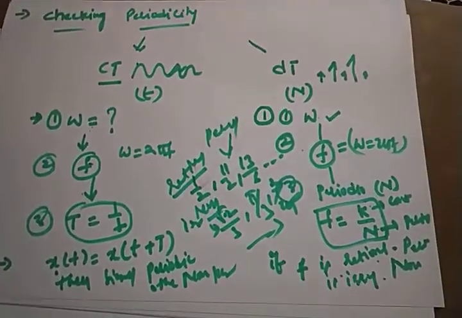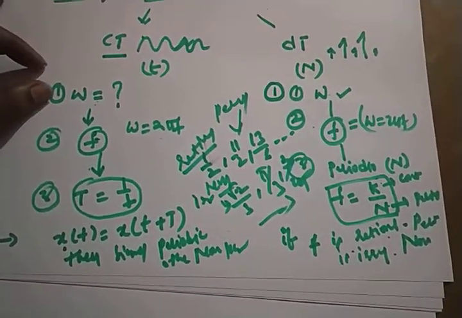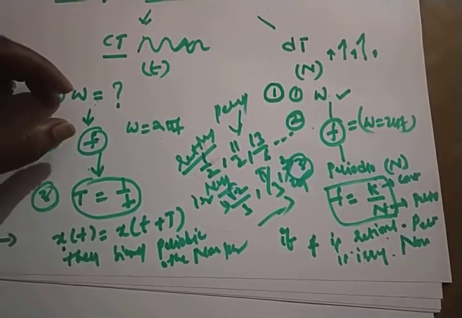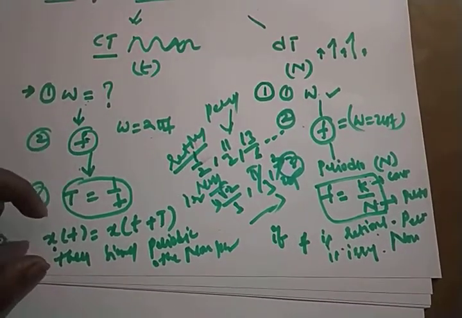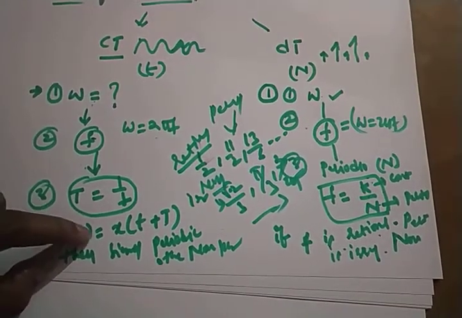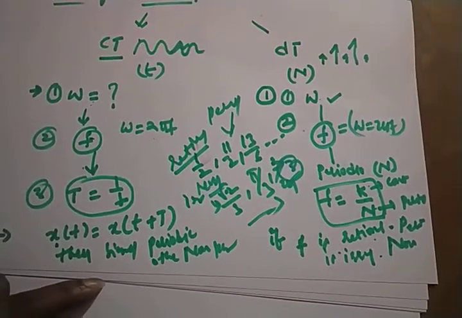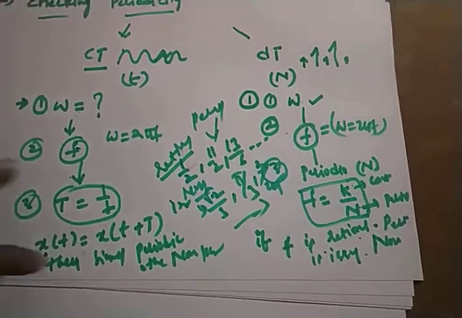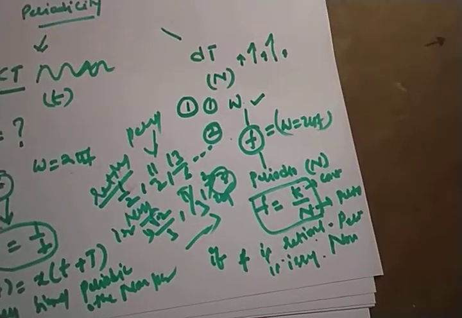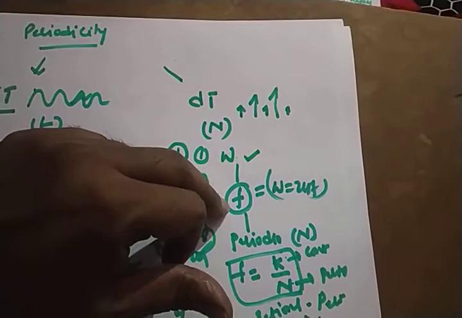First, there are continuous time signals and discrete time signals. For a continuous signal, find out the omega value. With that you have to find out the frequency. From that you have to find out the time period. If the equation x of t is equal to x of t plus T is satisfied, then the signal is a periodic signal, and this is the time period. Otherwise, the signal is non-periodic. And the second concept is for a discrete time signal. Similarly, find out the omega value. From that you have to find out the frequency.